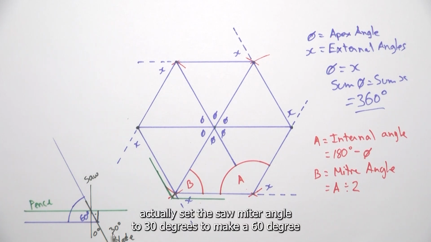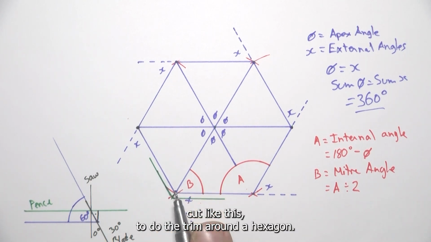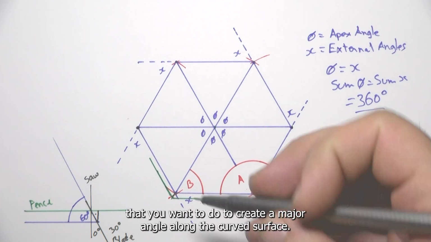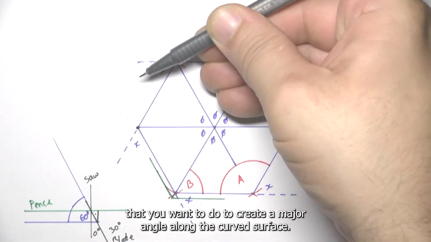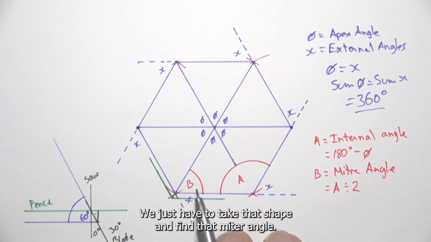So we would actually set the saw mitre angle to 30 degrees to make a 60 degree cut like this, to do the trim around a hexagon. And this exact same theory applies to any shape and any number of divisions that you want to do to create a mitre angle along a curved surface. All right, we just have to take that shape and find that mitre angle.